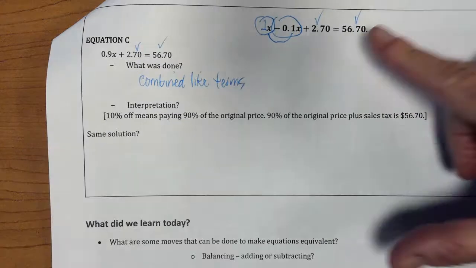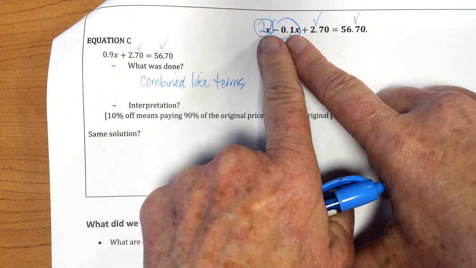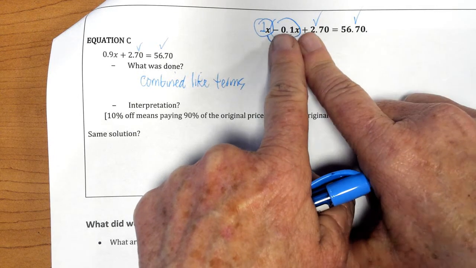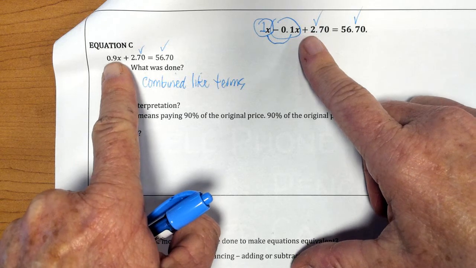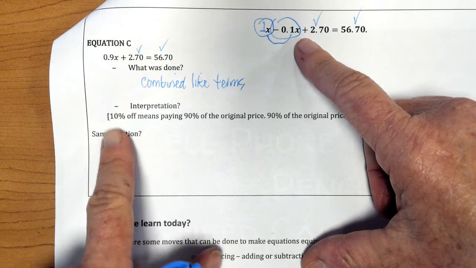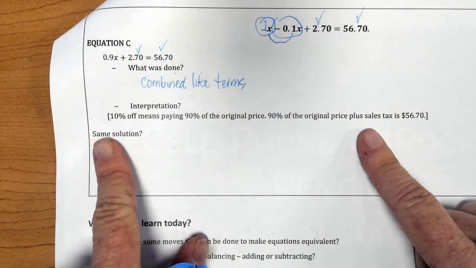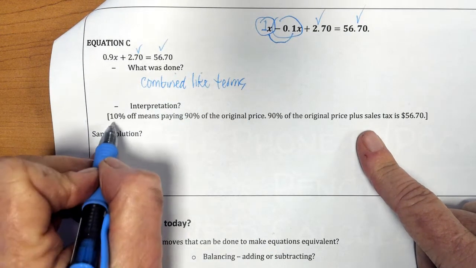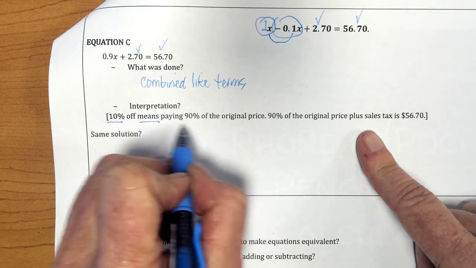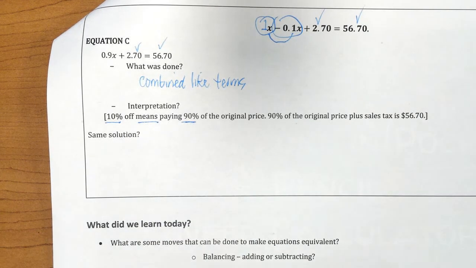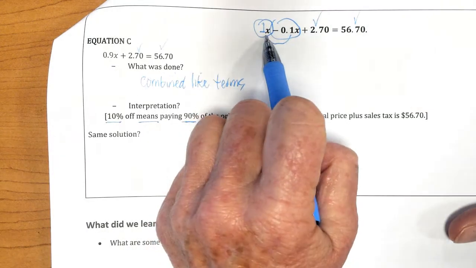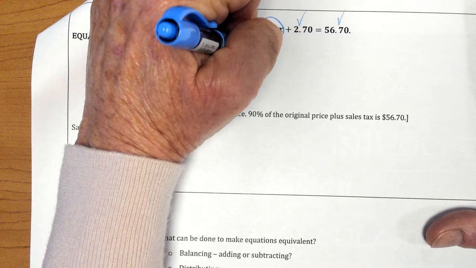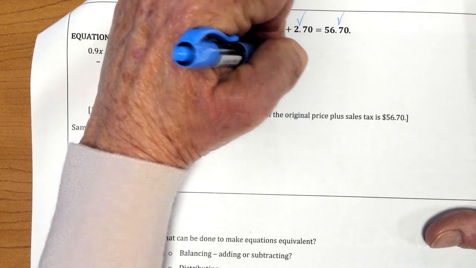Why were they able to do that? Because these both have x's in them, and this is 1x, and you take away a tenth of an x, and what am I left with? I'm left with 0.9x. So what they said was, if 10% off means you're paying 90% of the original price. Oh, that makes sense. So this is 100%, and if I take away 10%, what do I get?